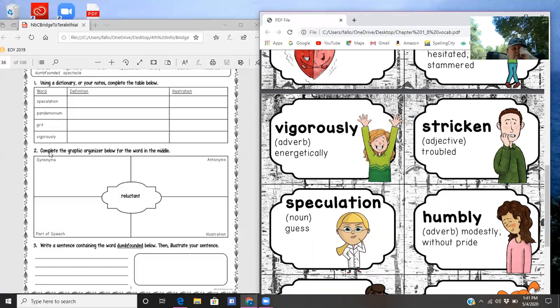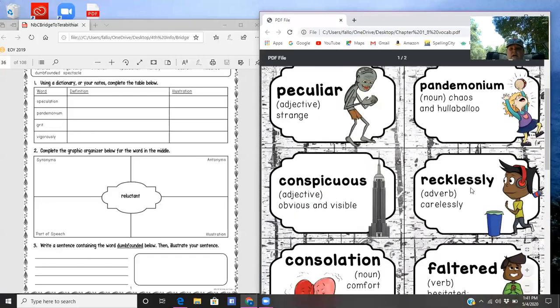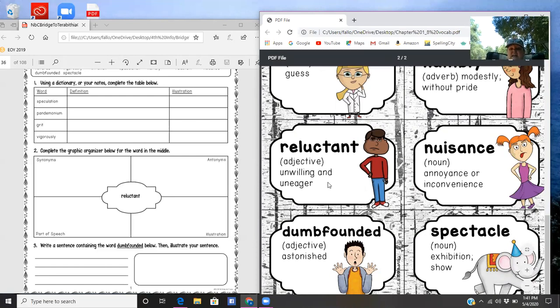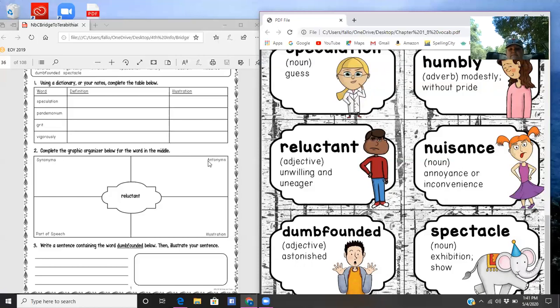Looking at number 2, it asks us to complete the graphic organizer below for the word in the middle. The word is reluctant. So we're going to find the word reluctant right here. And it wants to know the synonyms, so words that mean the same thing, which would be like the definition. Synonyms of reluctant means that someone is unwilling or uneager to do something. Then it wants in the next square antonyms. Antonyms mean the opposite of reluctant. So they want what is the opposite of reluctant, or the opposite of unwilling and uneager.